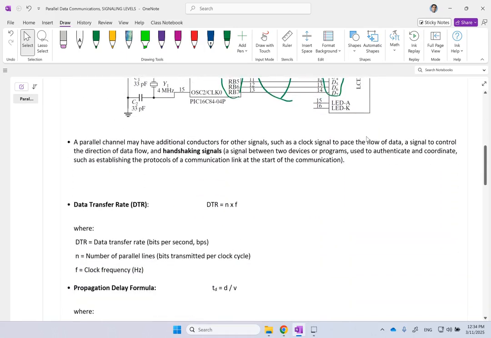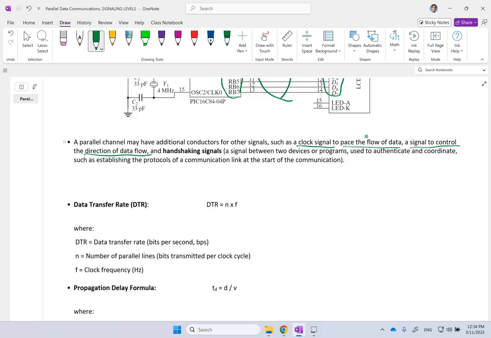As I said, a parallel communication can have other signals too. One of them is a clock signal, which it sometimes has because it wants to control the speed of the flow of the data. Another one controls the direction of the data flow, right? Which direction are they going, from device 1 to 2, or 2 to 1? Many times there are several devices, not just two, so you need to know which direction they are going.